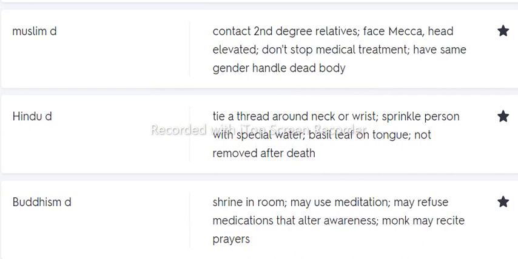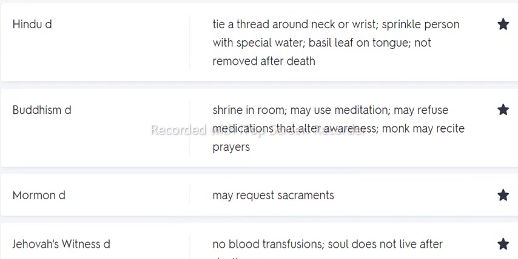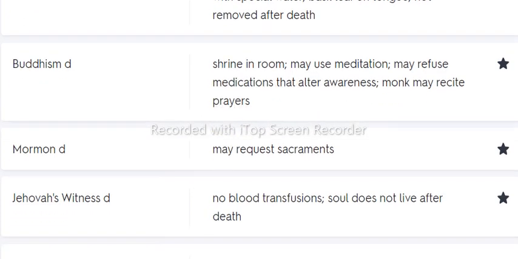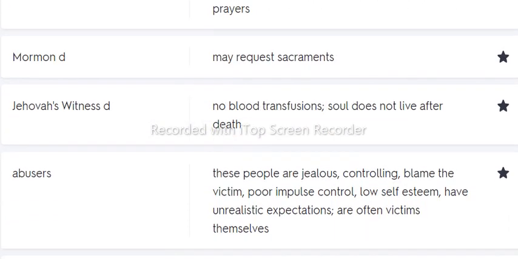Hindu death: tie a thread around neck or wrist. Sprinkle person with special water. Basil leaf on tongue. Not removed after death. Buddhism death: shrine and room. May use meditation. May refuse medications that alter awareness. Monk may recite prayers. Mormon death: may request sacraments. Jehovah's Witness death: no blood transfusions. Soul does not live after death.